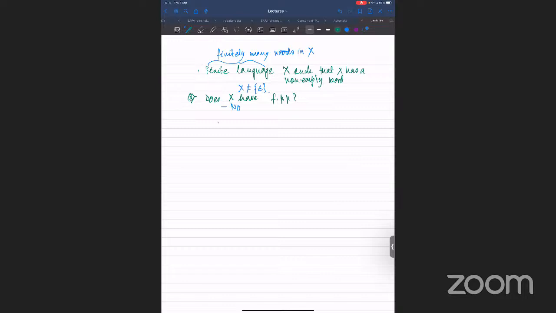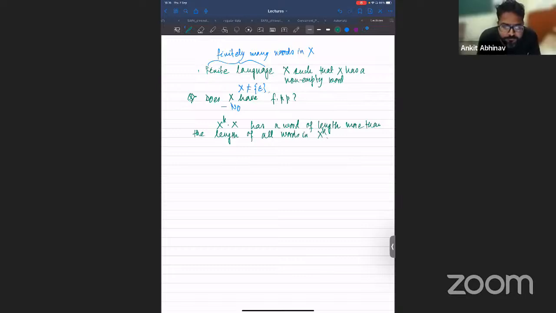Why? Because you consider any Xk, and then if you concatenate with X, you can always construct a word of higher length. Xk dot X has a word of length more than the length of all words in Xk. Is it okay, Ankit? Yeah.